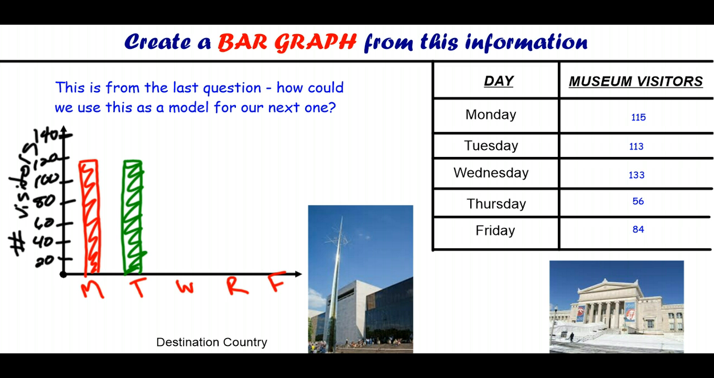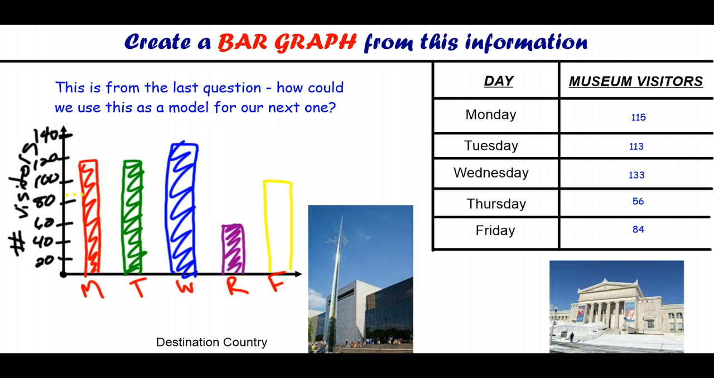graph. Wednesday is 133, which is way up here, at least compared to the other two. Thursday we had 56, which will be closer to this area down here, significantly smaller than the rest. And Friday is 84. So we're going to come up to there. It should be more or less around here. Let's make that bar a little bit more accurate. And there we have it. That's the bar graph for the museum visitors per day. Has the days on the bottom, has the number of visitors on the left, and the bars show how many visitors there were per day.